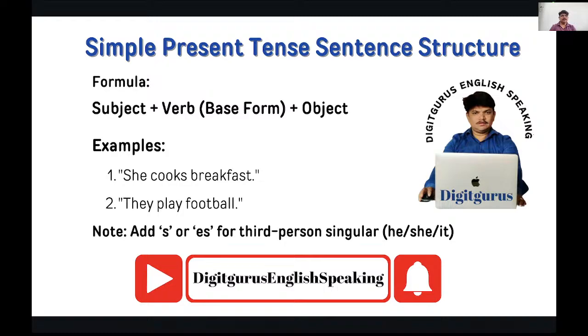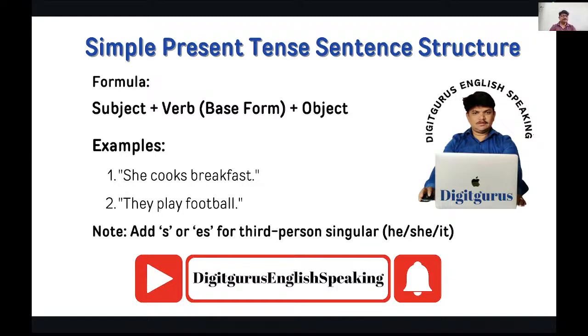I have taught you up to V5. I have covered more than 100 verbs in those videos. So go and watch those videos. I recommend you. So subject plus verb, that is the base form of the verb, and there will be an object if any. This is the formula for simple present tense.